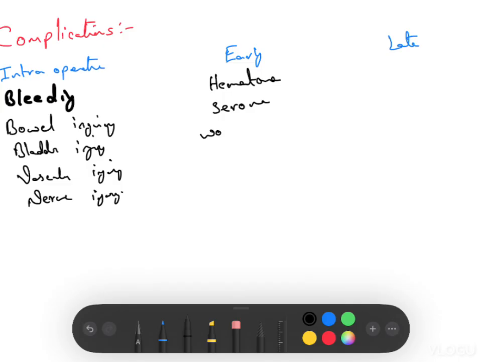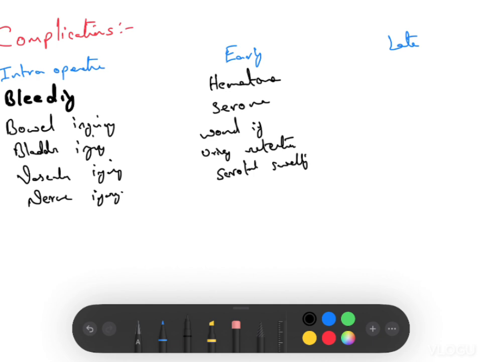seroma, wound infection, urinary retention, and scrotal swelling. Okay, hematoma, seroma, wound infection, urinary retention and scrotal swelling we can see.